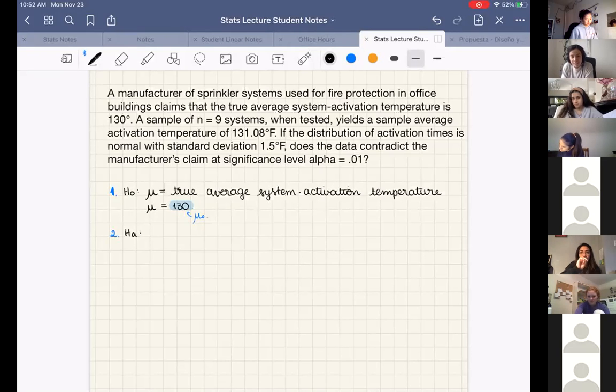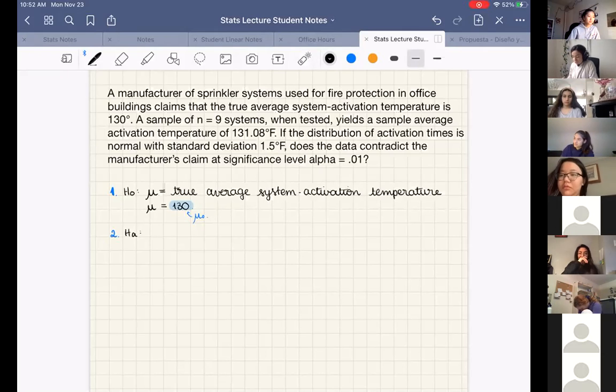So it's a two-tailed test, because we're not trying to show that it is larger than a given value or smaller than a given value. What we're trying to do is determine whether the claim that the manufacturer made is false. So that means we're trying to determine whether the temperature is not 130, which means it's different than 130.